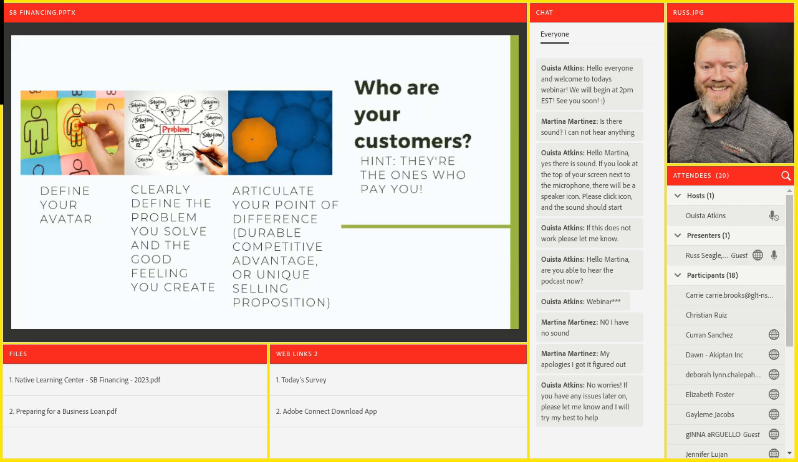So who are your customers? Okay, the term now is avatar, not the 7.5-foot tall blue James Cameron movie avatars. That's a different avatar. The way marketers define avatar these days is that an avatar is the idealized representation of your perfect customer. Let me repeat that. Your avatar is the idealized representation of your perfect customer.